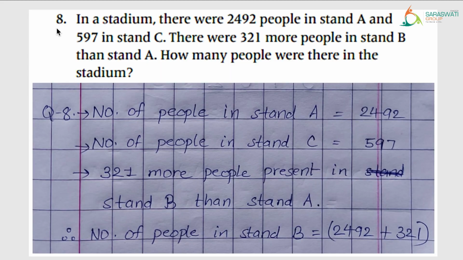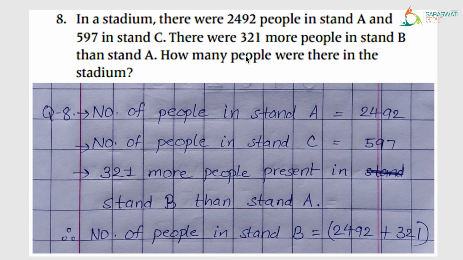Next, question 8. In a stadium, there were 2,492 people in stand A and 597 in stand C. So students, over here in the first line of the question, what is mentioned कि जो stadium है उसमें stand A में कितने people है और stand C में कितने people है वो mention किया है, right? Now next line, there were 321 more people in stand B than stand A. So students, जो stand B है उसमें कितने people है वो directly mention नहीं किया है.